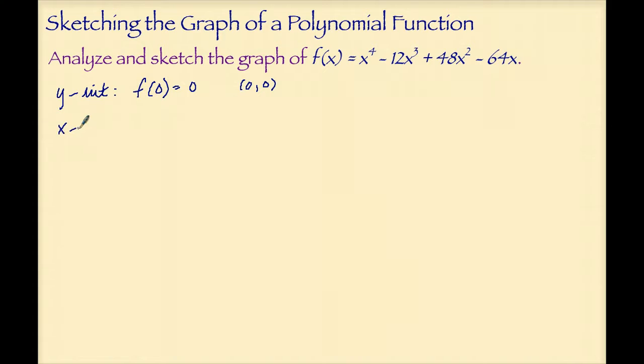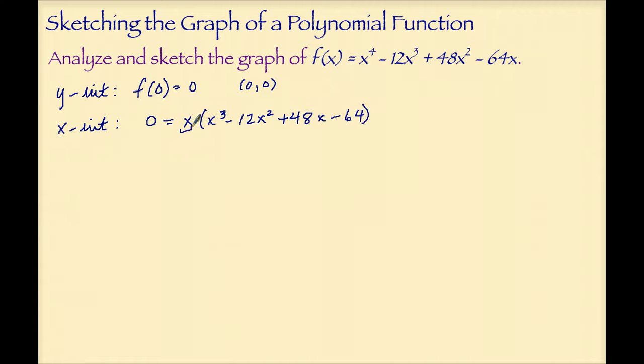But are there other x-intercepts? We find x-intercepts by letting the function equal 0. And as I rewrite this function, I'm going to factor out the x that is common to all four terms, and that's going to leave x cubed minus 12x squared plus 48x minus 64.